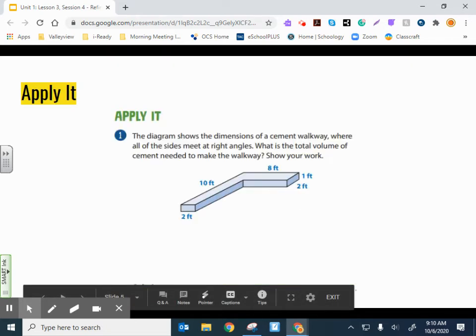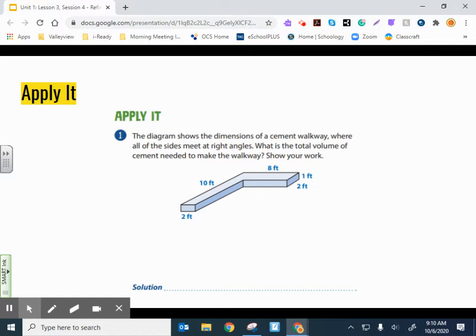Okay, next, the bottom of this first page. We're not going to do all the examples, I've just picked a select few. The diagram shows a cement walkway, and the sides meet at right angles. What's the total volume of cement needed to make the walkway? This total volume statement lets you know that you have to split this rectangular prism into two different parts. So let's do that.